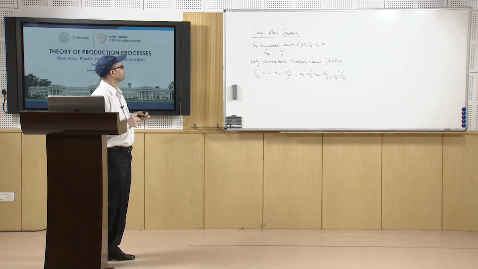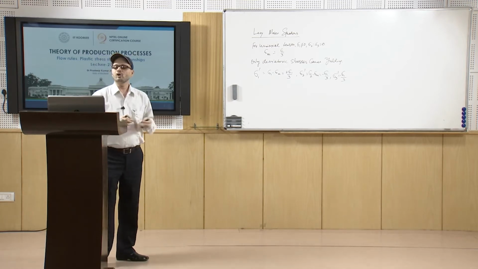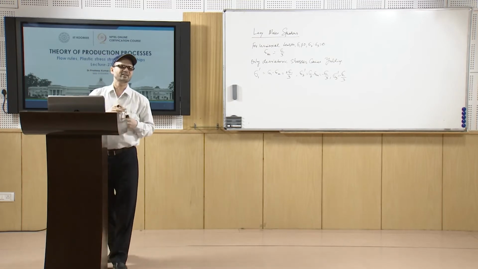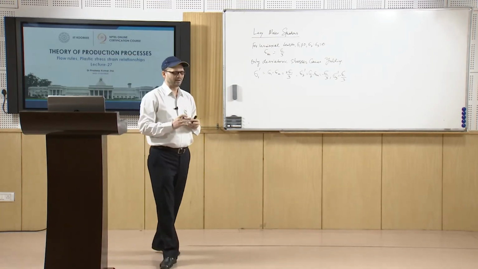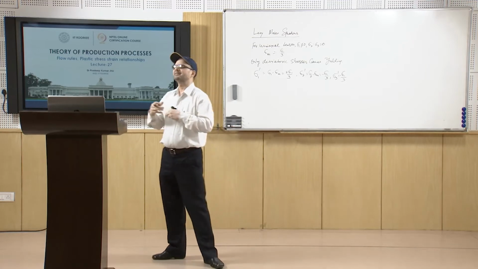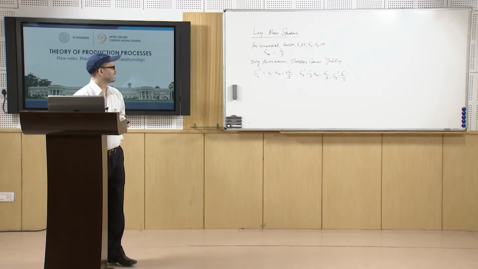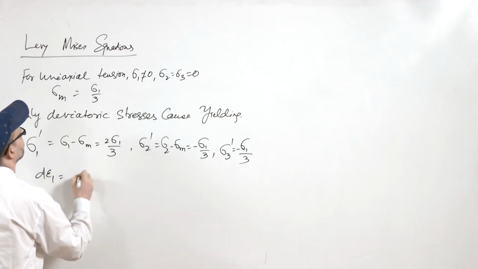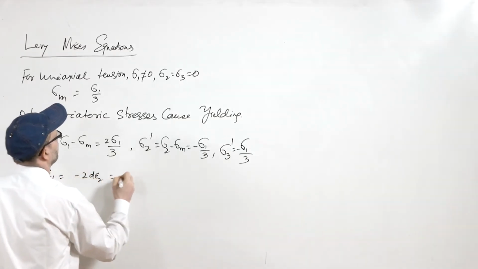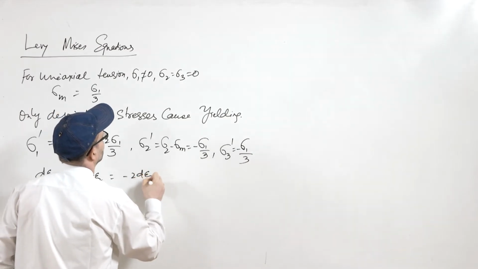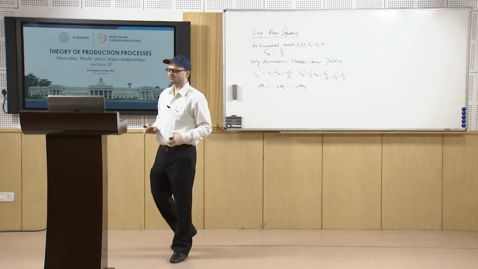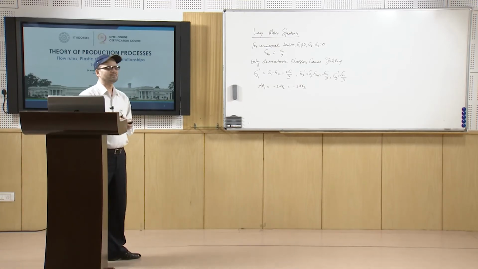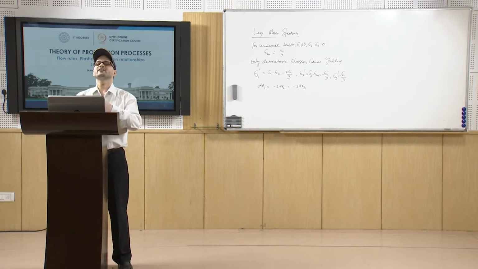Now, using the constancy of volume, because in the case of plastic deformation you have constancy of volume, that concept is utilized. According to that, d epsilon 1 will be equal to minus 2 of d epsilon 2, equal to minus 2 of d epsilon 3. So, this is using the constancy of volume relationship. So, what we see is that d epsilon 1 by d epsilon 2.